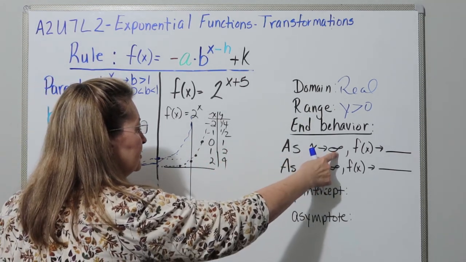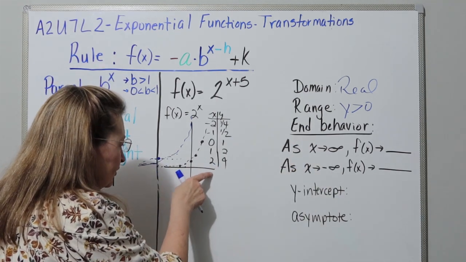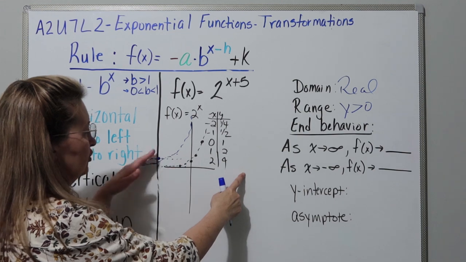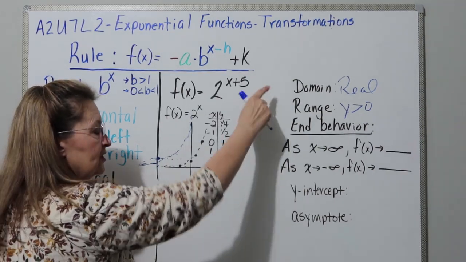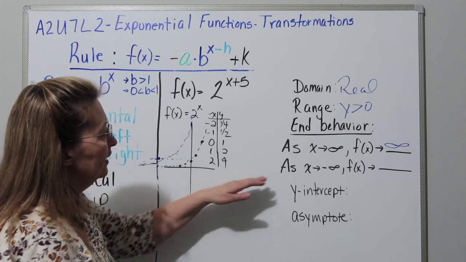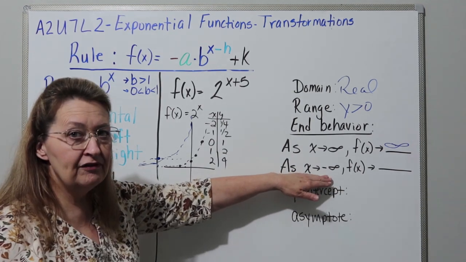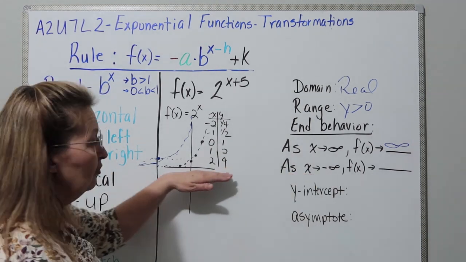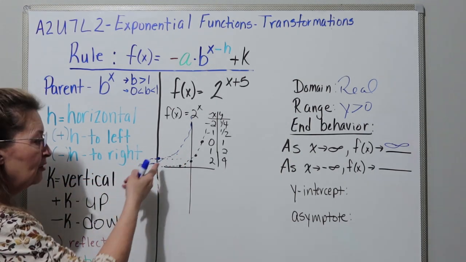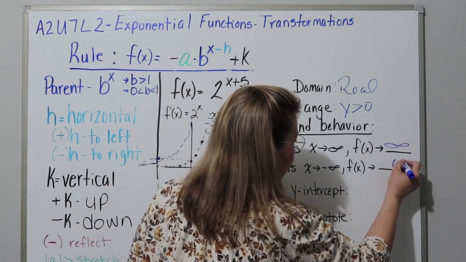All right, let's look at our end behaviors. As x approaches infinity means as you go towards the right on your x-axis, what happens to your function or the graph? Well, it still gets bigger, so this is still infinity. Now, as x approaches negative infinity means on the graph, as you go to the left, what happens? Well, it still approaches that 0.